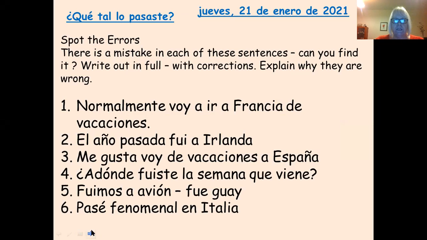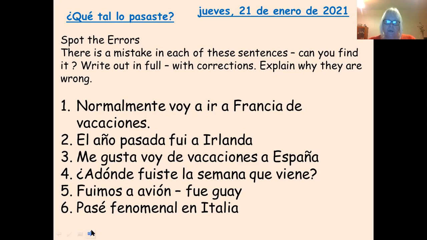Okay, so as a starter, please, it's a spot the errors exercise. Now, there's a mistake in each of these sentences. This is going to take you about 10 minutes, I should think. It's not a quick starter, this is something that's going to make you think.